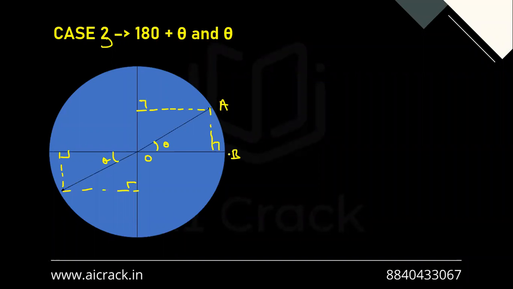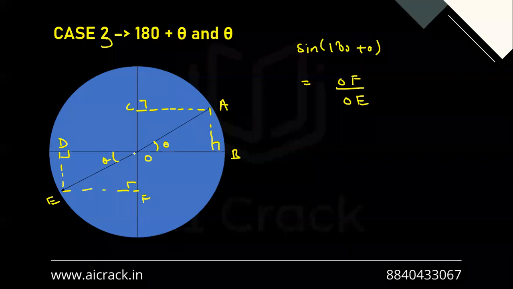O, A, B and C, and D, E and F, right? Now let's quickly write sine of 180 plus theta. Sine of 180 plus theta is this angle, this bigger angle. So that would be projection on y-axis, that would be OF, on radius, that would be OE, right? Now since this is on negative y-axis, so we'll have one negative sign over here.